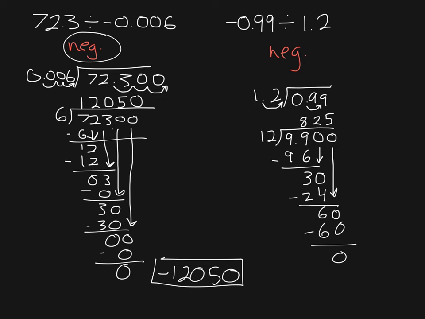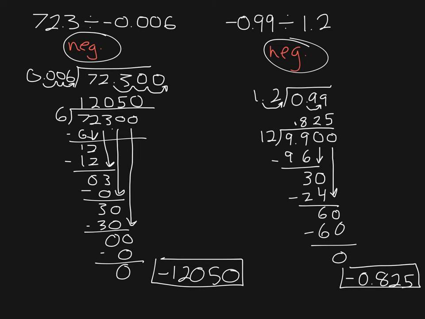So we're done. I'm going to put my decimal right here. I know my answer is negative, so I'm going to write my answer as negative 0.825.